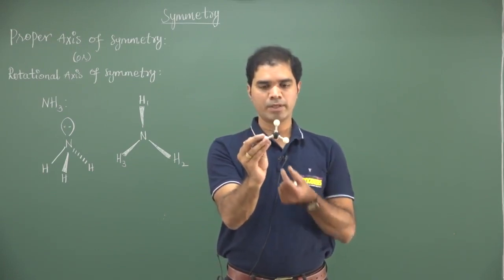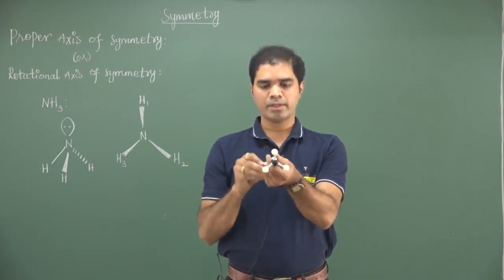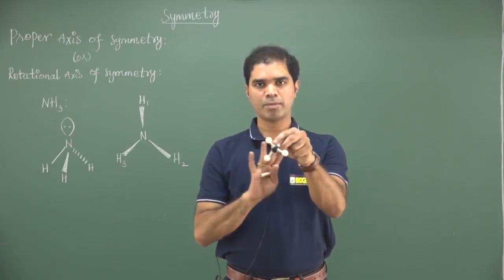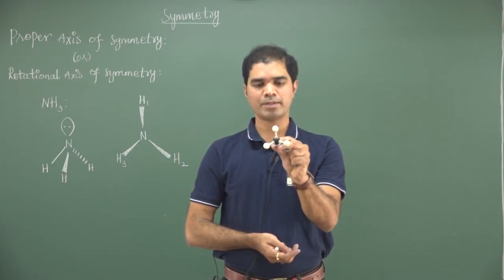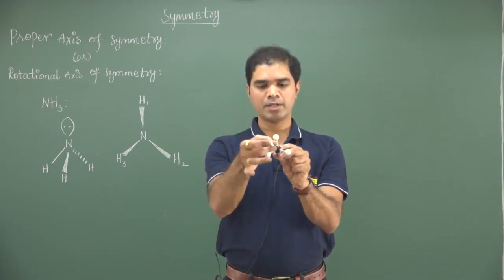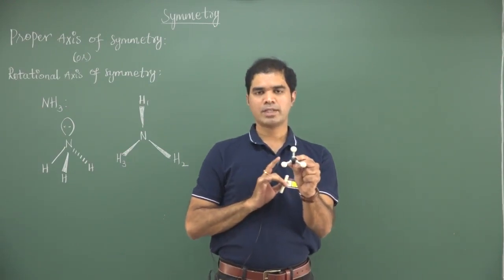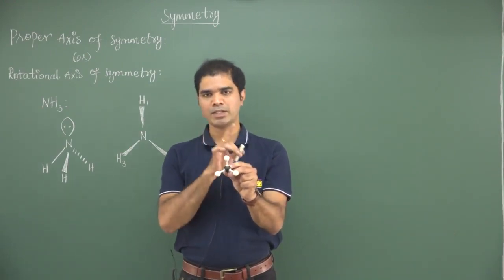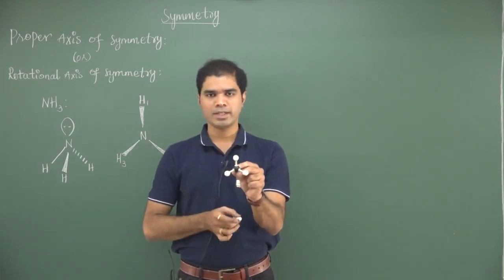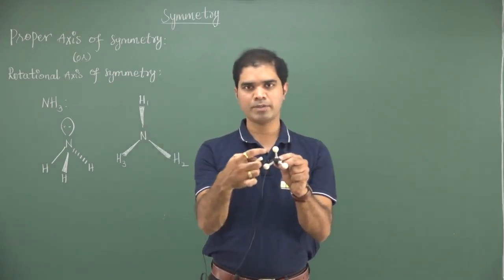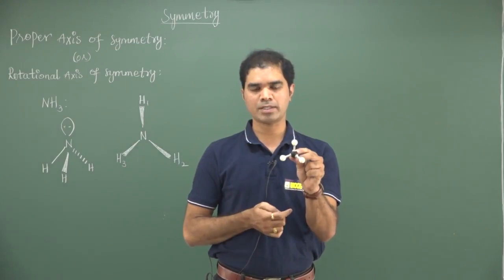As I hold the molecule in this way, ammonia looks a pyramidal molecule. It is not a planar molecule, it is a pyramidal molecule. There is a C3 rotational axis. Whenever a molecule is given, the strategy is to identify the relation between the ligands. Once you identify the relation between the ligands or the bonded atoms, very easily you can establish the rotational axis.